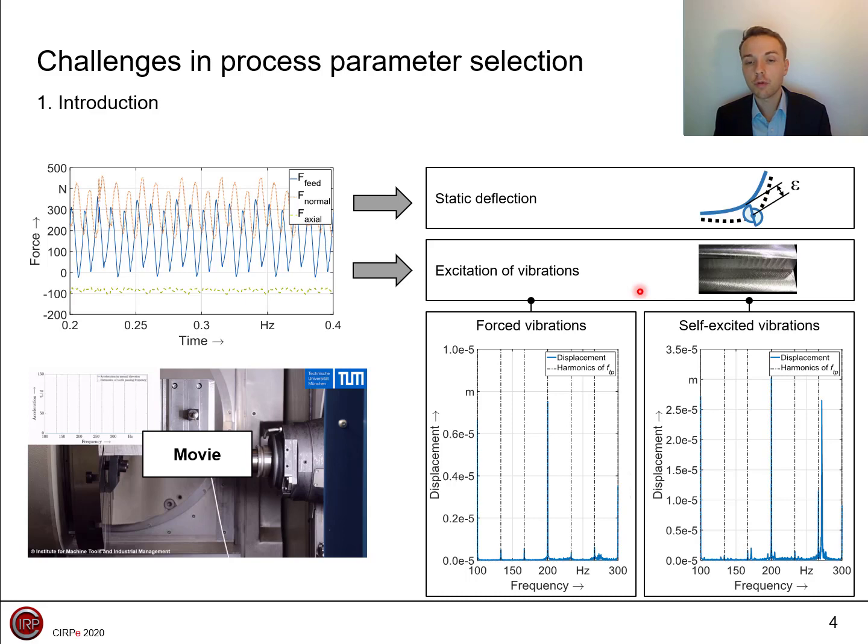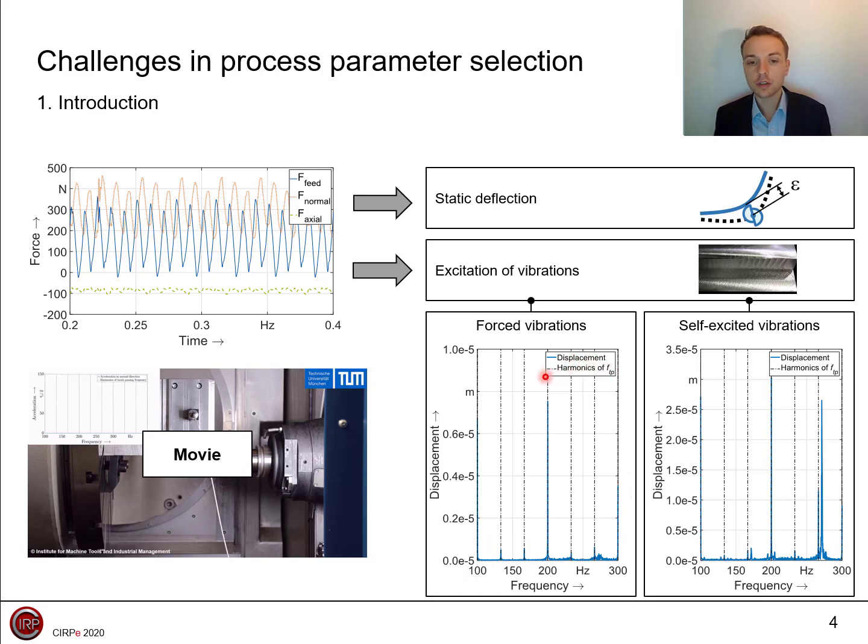During machining, forced vibrations are mainly caused by the cutter workpiece engagement. Consequently, the teeth engagement also determines the frequency of these externally excited vibrations. This can also be seen in the left frequency spectrum. The amplitudes lie exclusively on the harmonics of the tooth passing frequency.